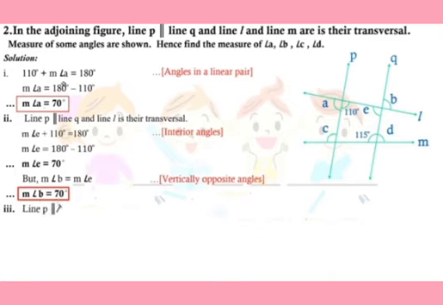Now we are going to find measure of angle C and measure of angle D. Same we will write here again. Line P parallel to line Q and line M is their transversal. You can see here line P parallel to line Q and line M is the transversal. Same like previous one, we will write here line M is the transversal. Previously we have written there line L is the transversal.